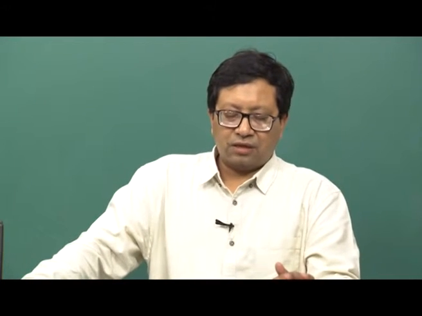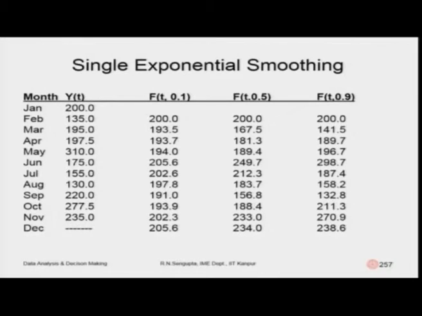The month-wise data points are given; I am only taking a snapshot. January, February, March, April are the months given in the first column. In the second column, we have Yt, where Y means the actual values; they start from 200 and go to 235 in November. In the third, fourth and fifth columns, I have calculated the forecasted values for the months of February to December.